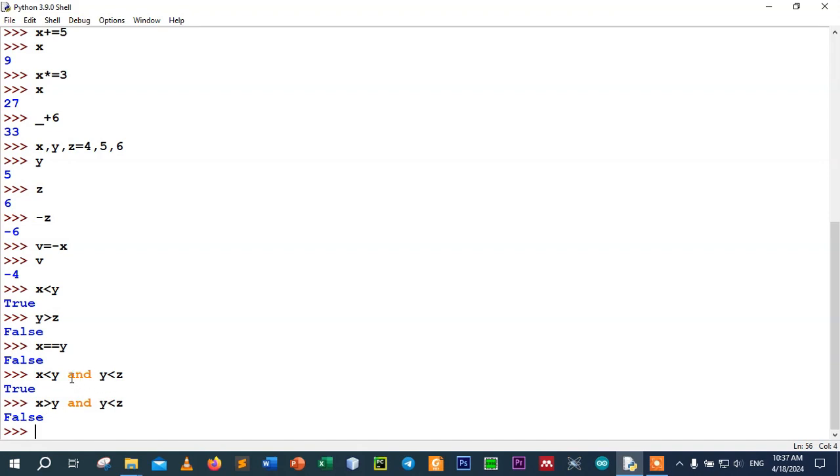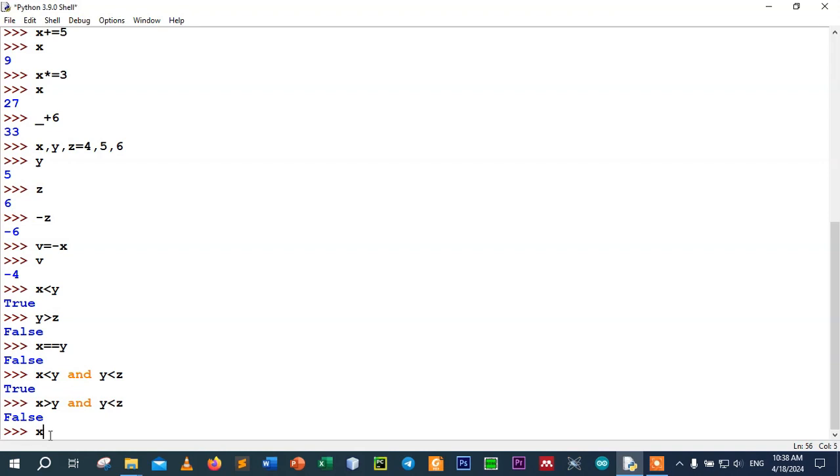This AND is, by the way, a logical operator. It is not a relational operator. A relational operator is less than and greater than. So when we use the AND logical operator, the two conditions must be true to get the output true, or the two conditions must be false to get the output false.